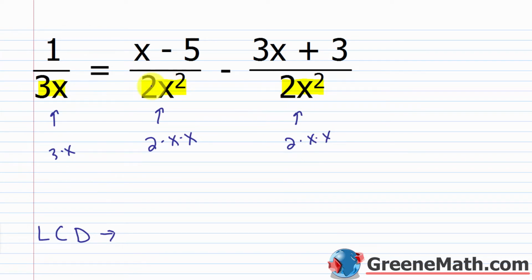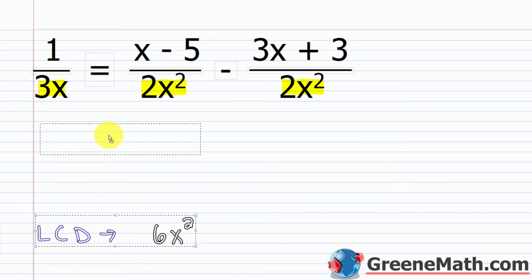So for x, because it appears in everything, I just go with the highest exponent, which is x squared. Then for the number parts, I have a 2 here and a 2 here. It only occurs once in each, so that's going to go in there. And then I have a 3 here. Only occurs one time there, so I'm going to throw that in there. So I would have 3 times 2x squared, or what we'd say is 6x squared for my LCD.